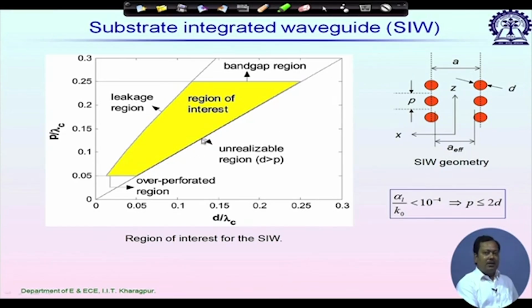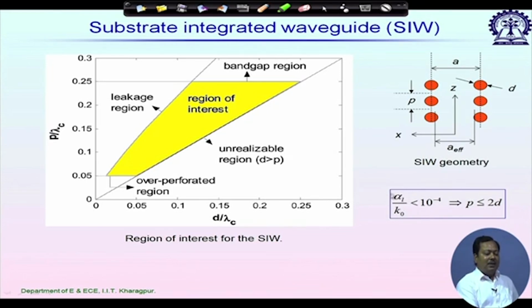So, the limiting factor is D equal to P, and we have a straight line for that. So, this design graph shows we have solution only in the upper half of this part. Now, one more factor: if we increase P for a fixed D, that means we are increasing the hole to hole separation, and leakage will increase. If we use some suggested value of leakage, let us say the normalized leakage constant alpha L by k naught, it should be less than 10 to the power minus 4.